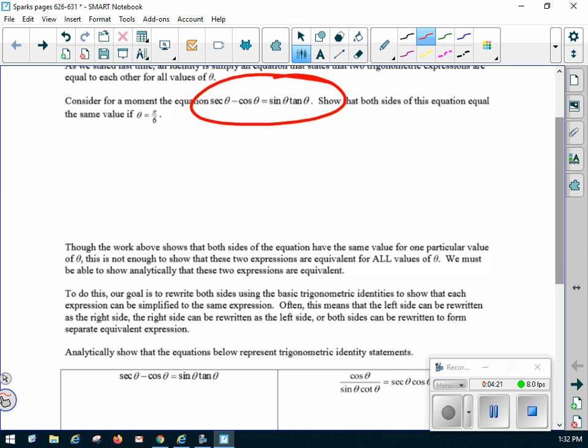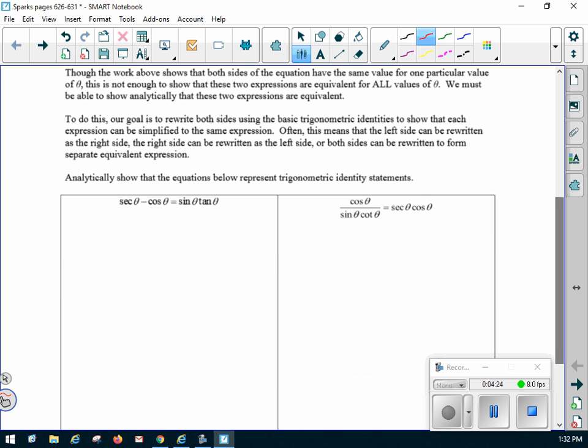Though the work above shows that both sides of the equation have the same value for pi over 6, one angle, that's not enough to show that these are the same for all angles. You'd sit here from now till kingdom come putting in angles to make sure that they were true all the time. So instead of saying, okay, I'll try pi over 4, okay, I'll try pi over 3, okay, I'll try pi over 5, you'd be here forever. You'd never get done.